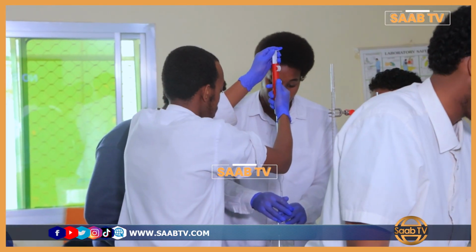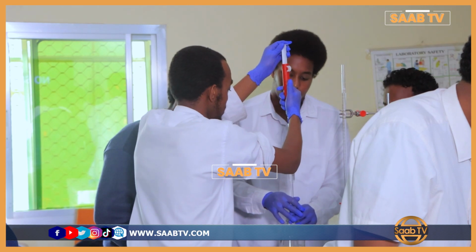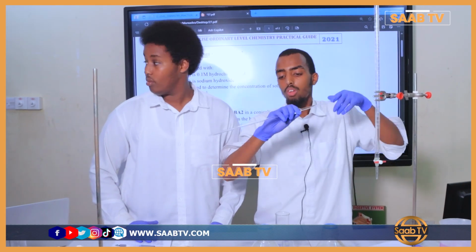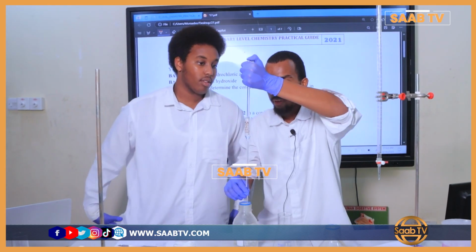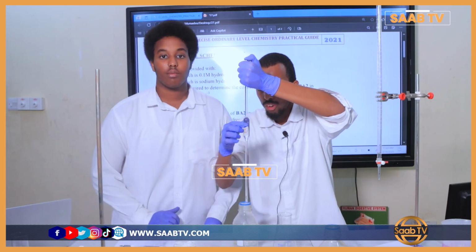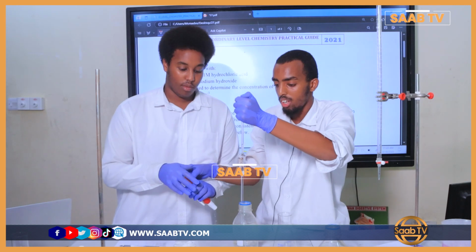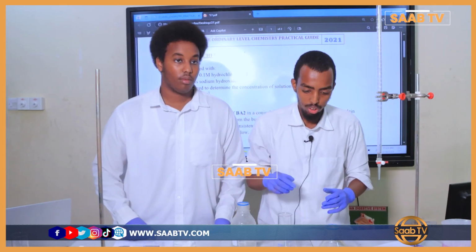So now the first thing we're going to do is transfer 25 cubic centimeters of sodium hydroxide into a conical flask. We do that by using a pipette. So place the pipette here. So now we're trying to make it reach that round ring, if you can see. Okay, now it has passed it. Let's try again. Okay, see, it's exactly that round ring. So now just transfer it. So now we've added our sodium hydroxide to the conical flask.